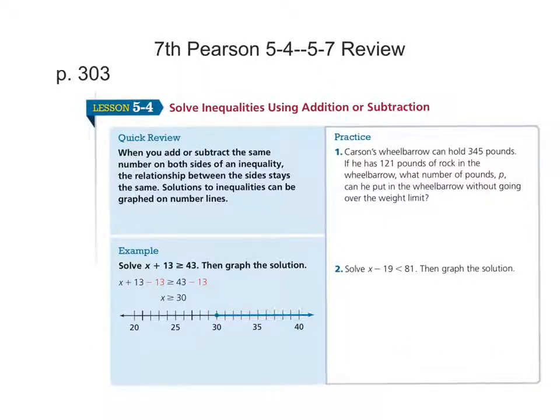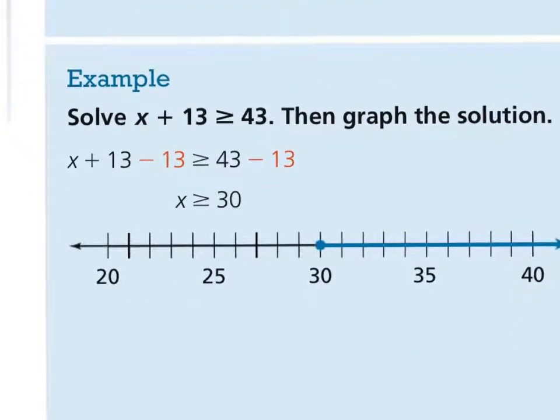Reviewing lessons 5.4 through 5.7, if we look at lesson 5.4, it is solving inequalities using addition or subtraction. In this lesson, we're trying to get the variable by itself. They're either going to be adding or subtracting. We're going to do the opposite in order to get the variable by itself.